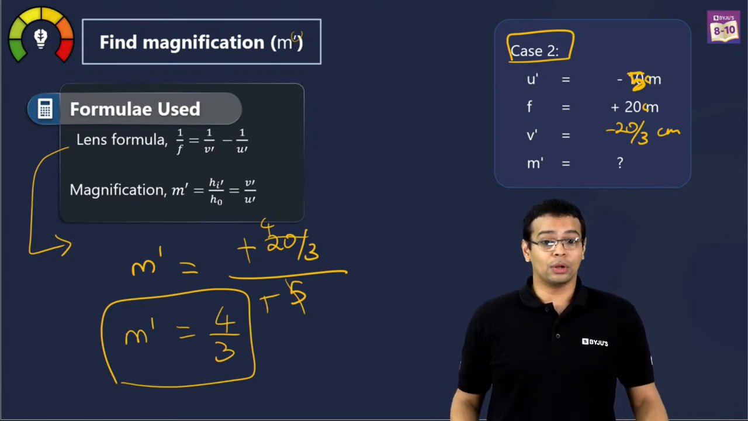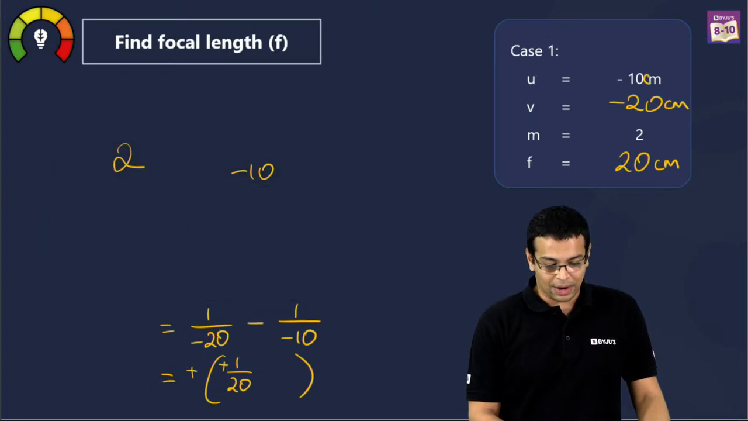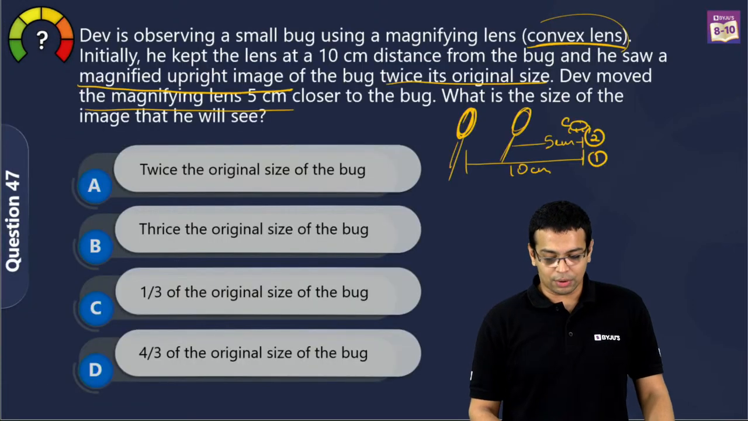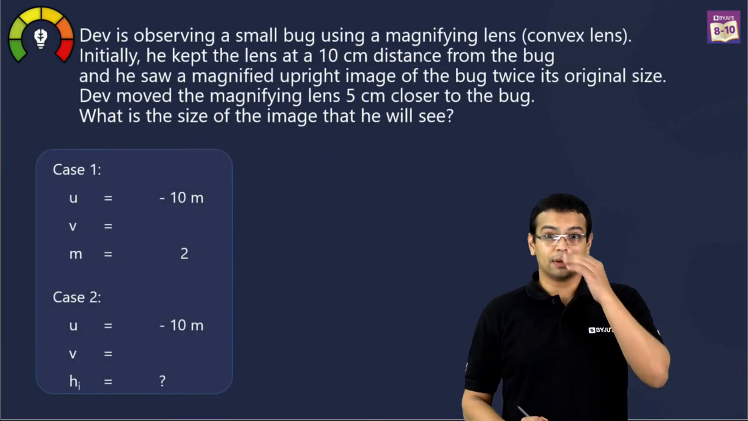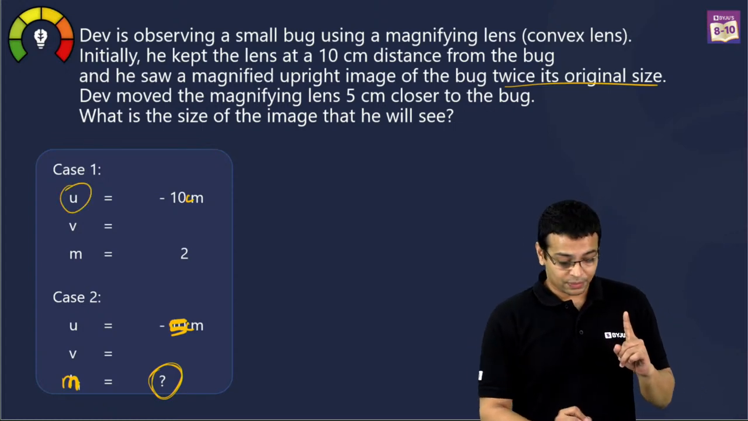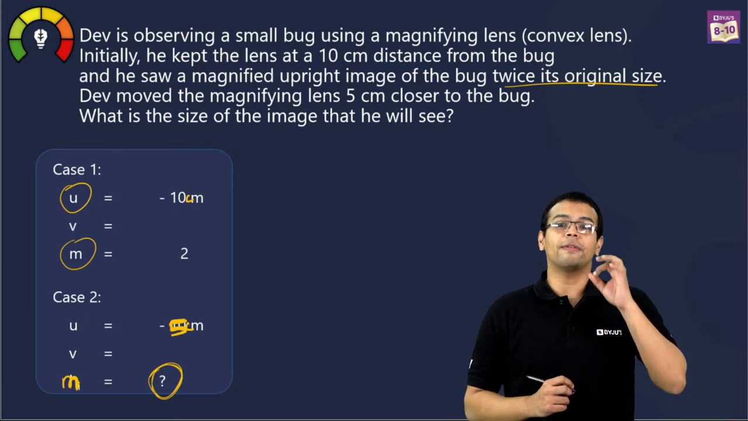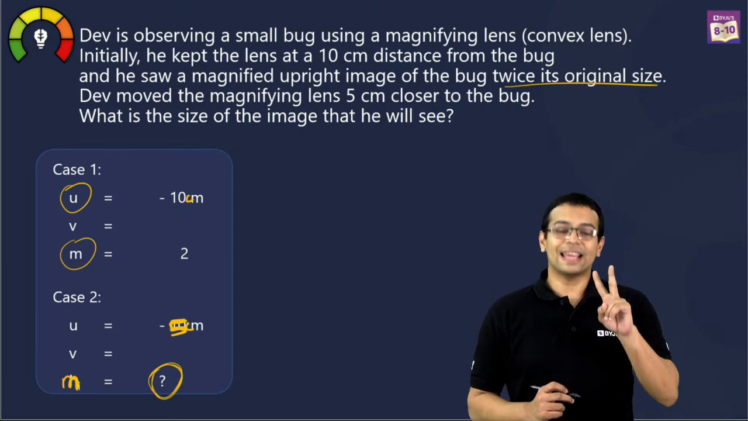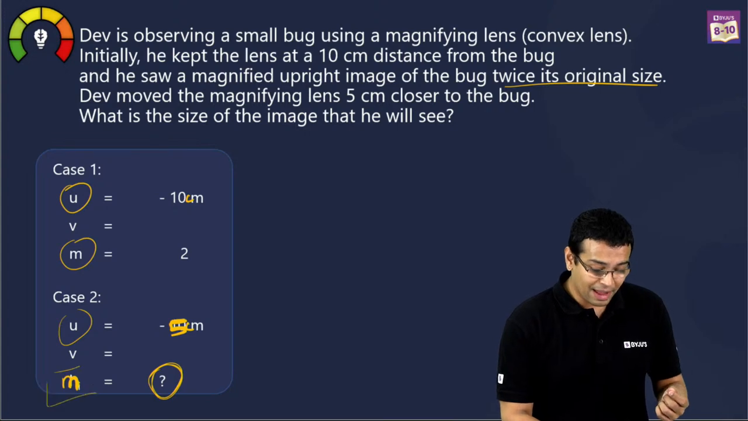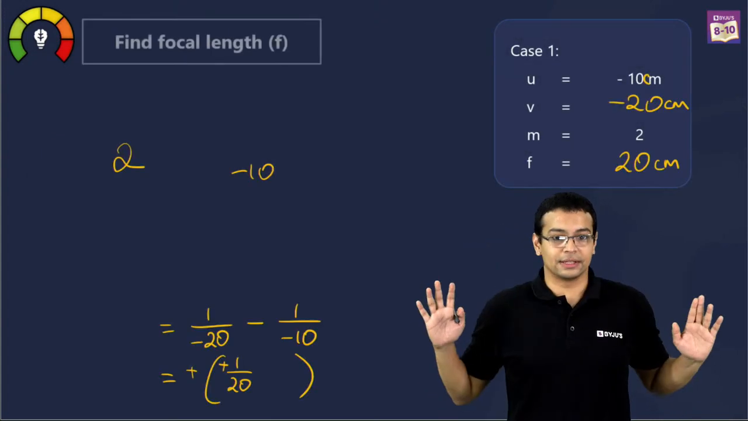Kuldeep, fully confused? Let me walk you through exactly how we went about this, okay? We got one intimidating question which basically broke down into two cases. In the first case, we knew the object position, we knew the magnification. Using these two, we found out the focus. In the second case, we knew the object position, we had to find the magnification. It's as simple as that. Two cases. Forget everything else. Okay.